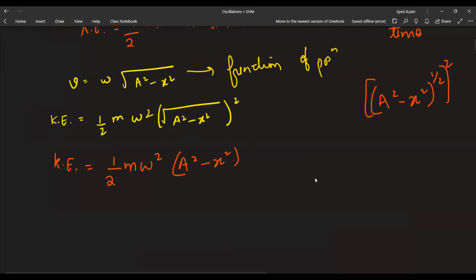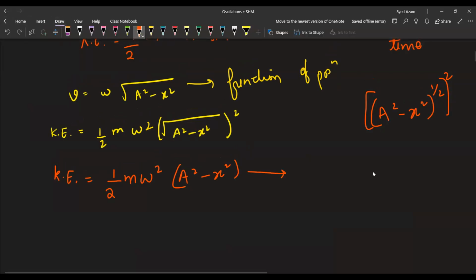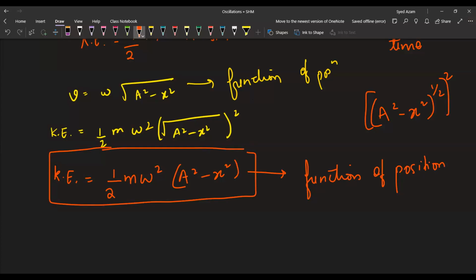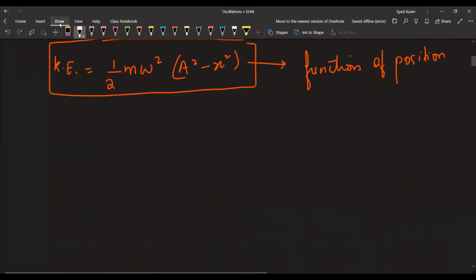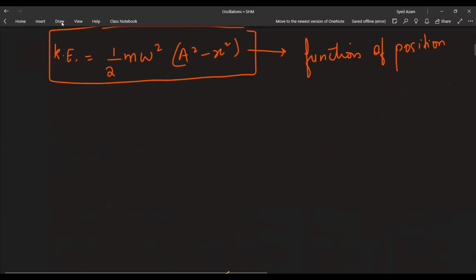So when we are talking about this equation, this is as a function of position. This is the function of position. And this is the function of time. For kinetic energy, you need to remember these. Okay, one more thing. If I write about the extreme and mean position, okay, if I write about the extreme and mean position.